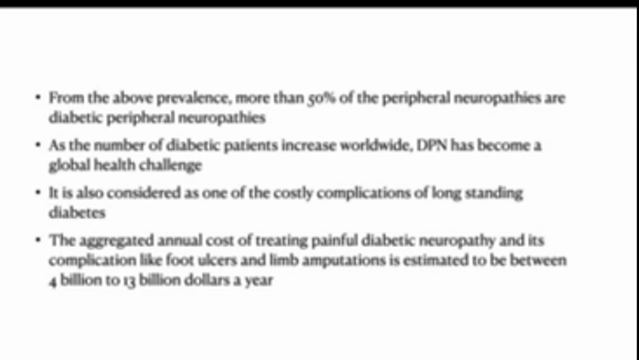It is also considered as one of the costly complications of long-standing diabetes. The aggregated national annual cost for treating painful diabetic neuropathy and its complications like diabetic foot ulcers and limb amputation is estimated to be around 4 billion to 13 billion dollars a year.